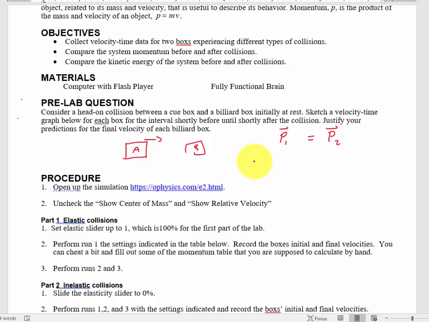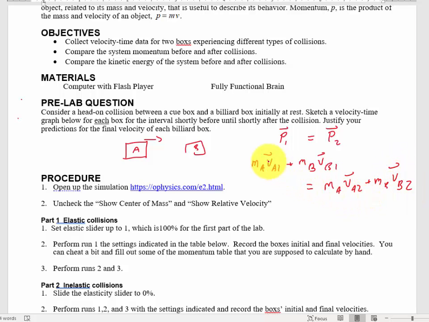So we can say we have the mass of A times the velocity of A initially, plus the mass of B times the velocity of B initially. These guys are vector quantities, so positives and negatives do matter. That's going to be equal to the mass of A times the velocity of A afterwards, plus the mass of B times the velocity of B afterwards.